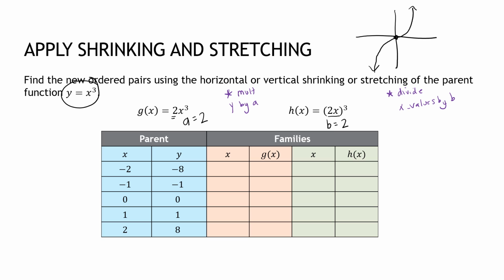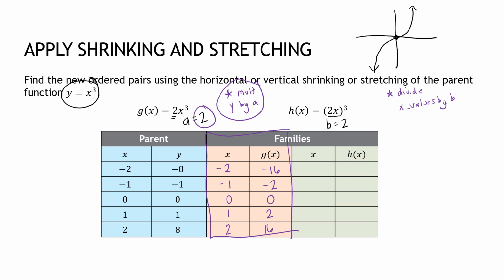So let's take a look at my new transformed functions, the ordered pairs. I'm going to start here. If an a value tells me to multiply y by a, that means x doesn't change. I'm not going to do anything with my x values. With my y values, I'm going to multiply them by 2. So negative 8 times 2, negative 16. Negative 1 times 2, 0 times 2, 1 times 2, 8 times 2. There's my new function. And again, that should be giving me a nice stretch in the vertical direction.